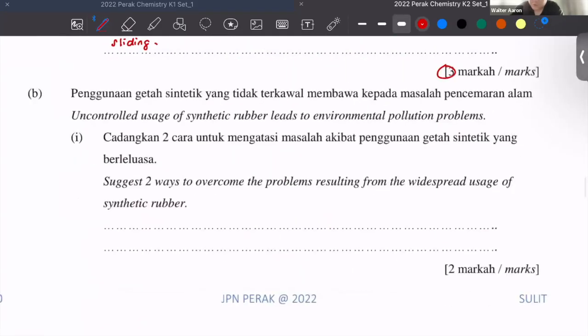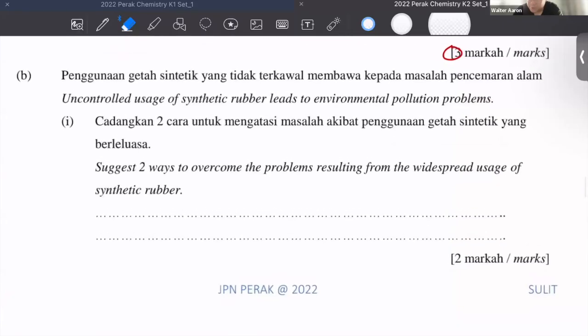Right? Uncontrolled usage of synthetic rubber leads to environmental pollution. Suggest 2 ways to overcome the problems resulting from the widespread usage of synthetic rubber. It's telling you that when you use all these synthetic polymers, they result in a lot of waste being generated, and that could cause pollution. So how can we fix these problems? Usually it's about making sure that you don't simply discard the rubber materials. One of the things we can do is reuse the rubber for other purposes.